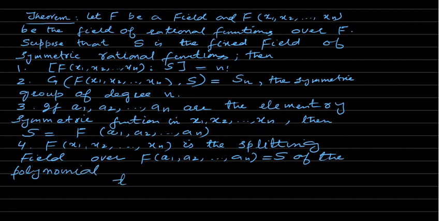t^n minus a1 t^(n-1) plus a2 t^(n-2) minus, it is plus minus, and finally we have (-1)^n an. This is the constant term. It is the splitting field of this polynomial. So this is a polynomial over the field F(a1, a2, ..., an), क्योंकि इसके जो coefficients है ना वो a1, a2, ..., an है, and that lies in the field F(a1, a2, ..., an). ये है theorem आपकी जिसके 4 parts हैं.